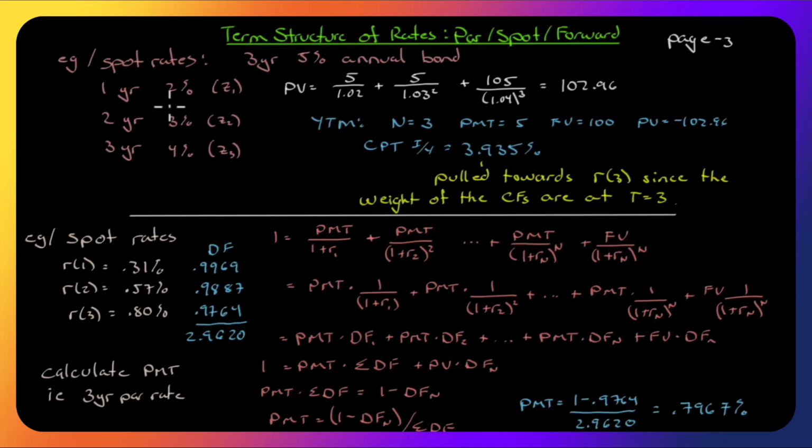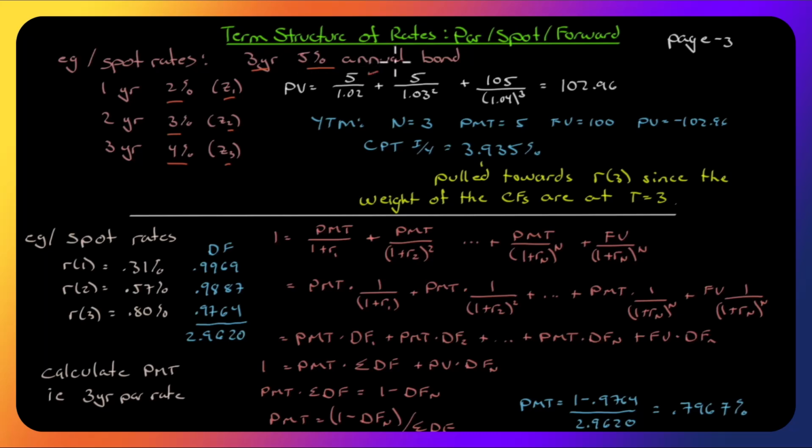Let's say these are observed spot rates. We have a 1 year spot rate, a 2 year, and a 3 year at 2, 3, and 4%. I'm denoting them as lowercase z1, z2, and z3. And we're going to price out a 3 year, 5% annual bond.